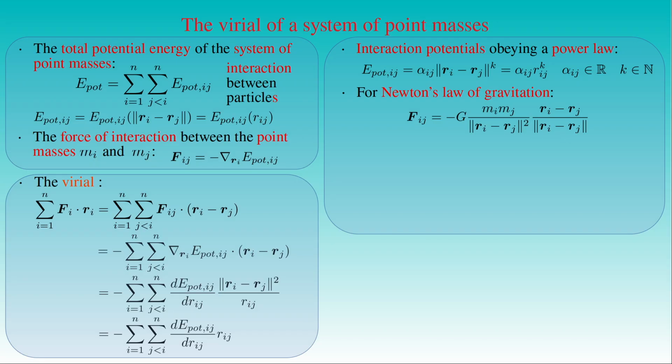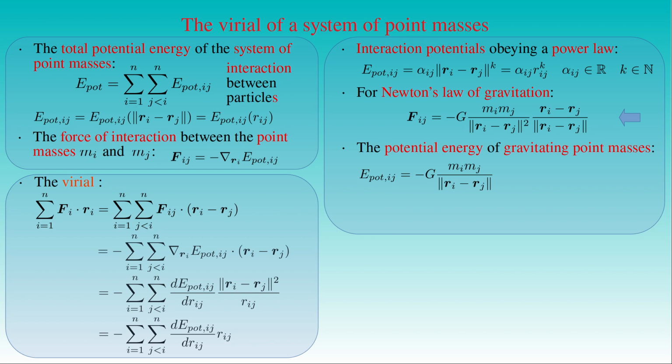Because gravitational forces are conservative, the potential energy of the gravitational interaction between the two point masses can be defined, and it must be equal to minus the gravitational constant G, times the product of the masses mi and mj over the distance between the point masses given by the magnitude of the difference between the position vectors Ri and Rj. Then the multiplication factor in the power law for gravity is given by minus G times mi times mj, and the exponent k is equal to minus 1.